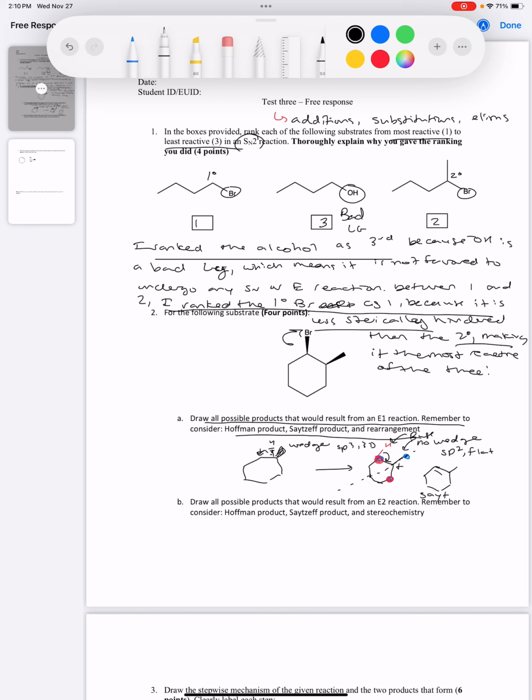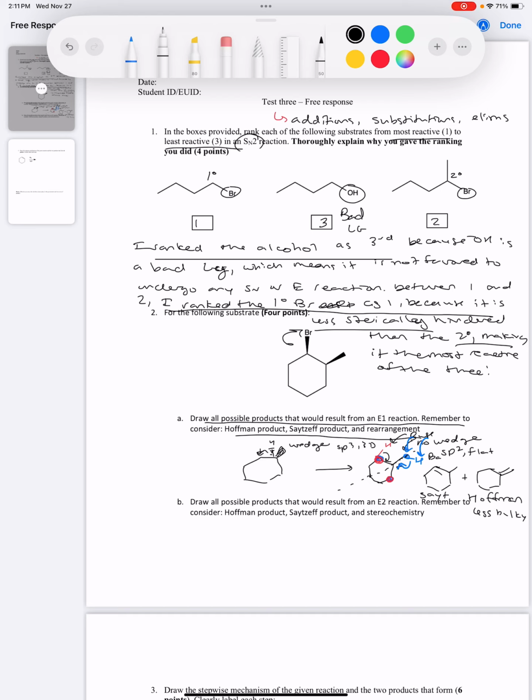The other option is for the base to take from, I'll do this in another color. If the base were to take from here, and then the electrons, here, let me draw the hydrogen in. If the base were to take from here, fill these electrons in, the other thing we would get is this product. So a lot of y'all got the Zaitsev product, but not a lot of you got the Hofmann with the less bulky. And that one was kind of hard to see.